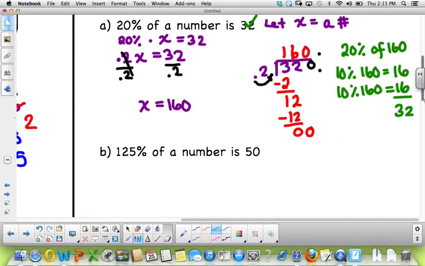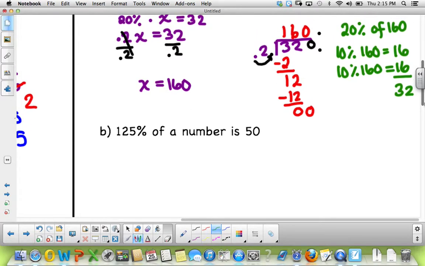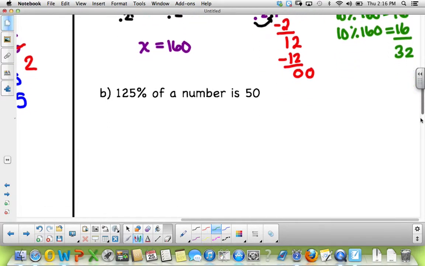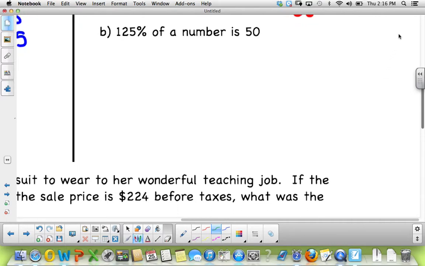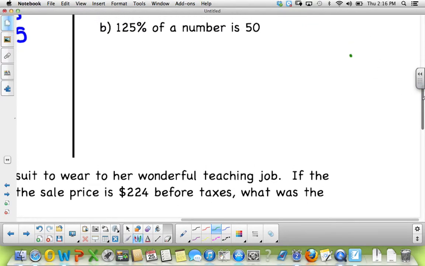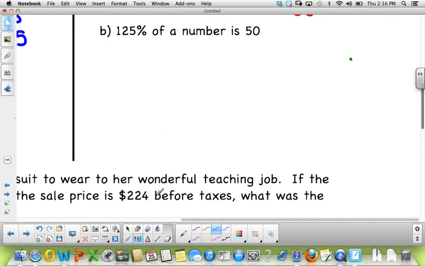All right. Let's do the next one. 125% of a number is 50. Now remember, we're not going to use percentages. We're going to use decimals. So instead of 125%, we're going to write 1.25. I just skipped that first step of writing it as a percent. You move the decimal 2 places to the left to make it a decimal. Of means times. A number is x. Is equals 50. Now in order to isolate the variable, we divide both sides by 1.25.